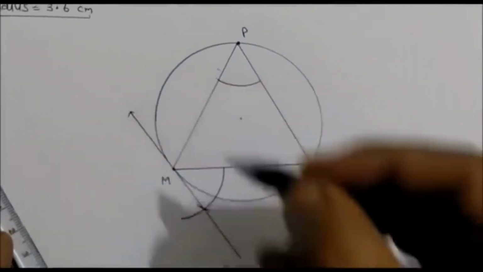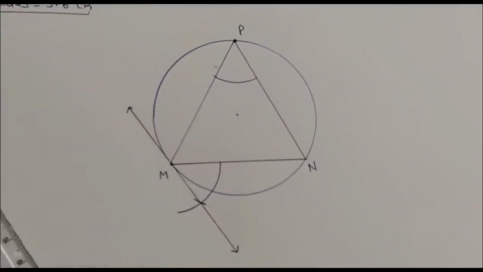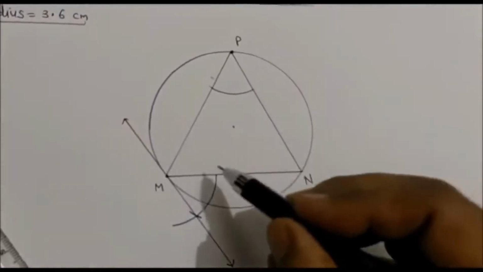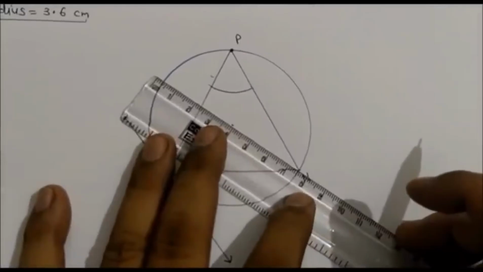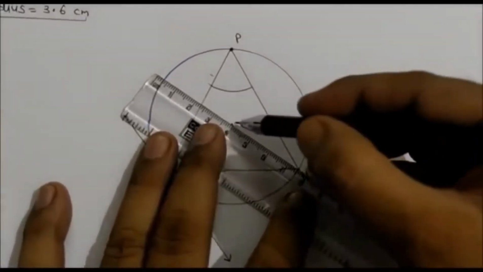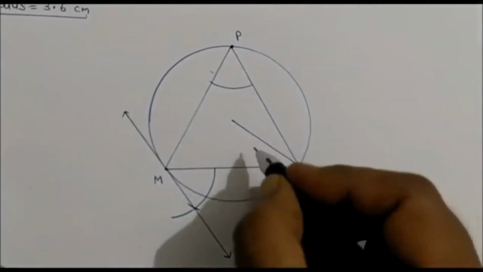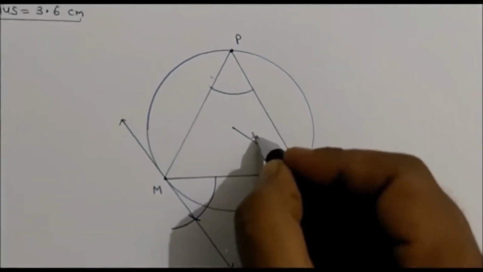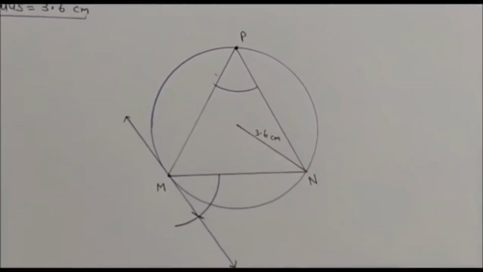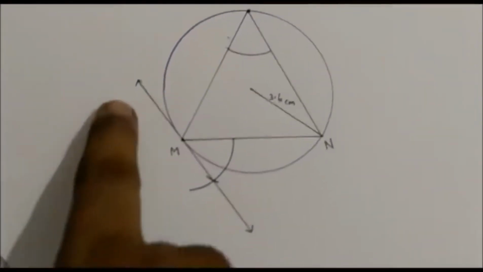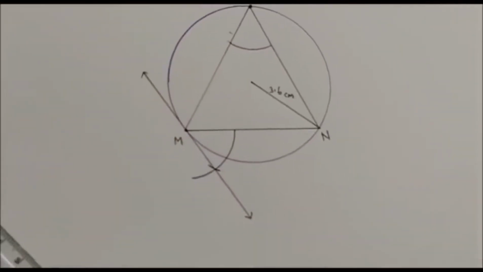So you can see this line is a tangent to the circle, but we have not used the radius. We can show the radius afterwards. This radius was 3.6, so we can write here 3.6 centimeter. So this is the tangent to the circle at point M. Okay, you can have a look at it.